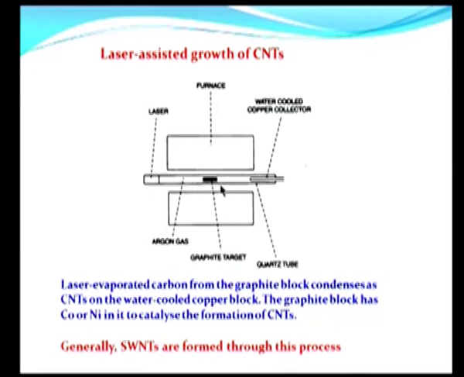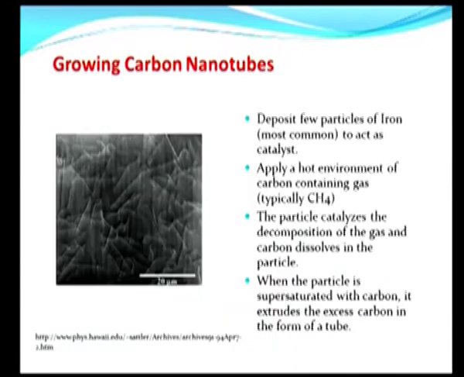When this process is conducted, it turns out that the copper collector collects single walled carbon nanotubes, and it turns out that cobalt and nickel catalyze the formation of carbon nanotubes from this evaporated graphite material. So, this is an early method of producing carbon nanotubes, single walled carbon nanotubes.